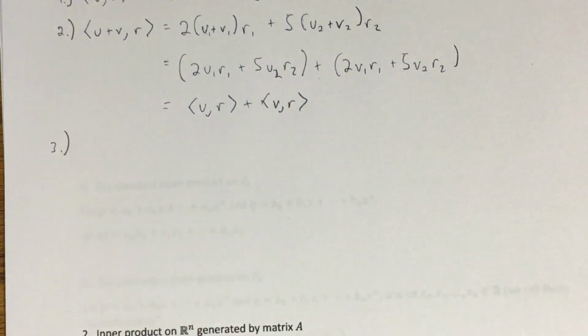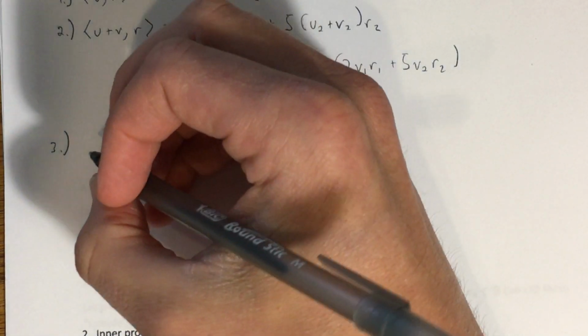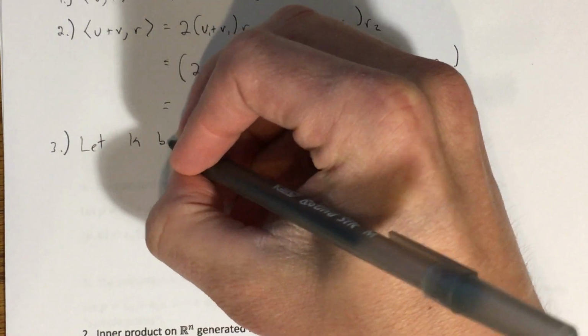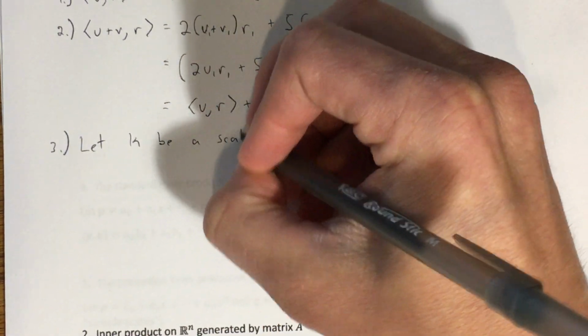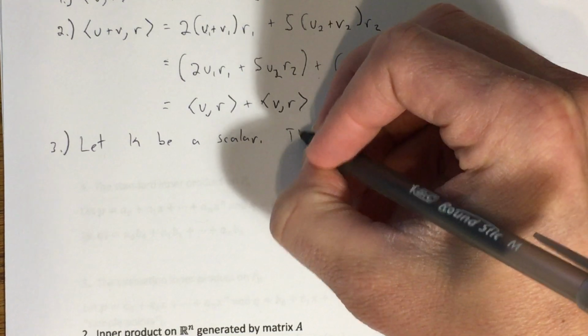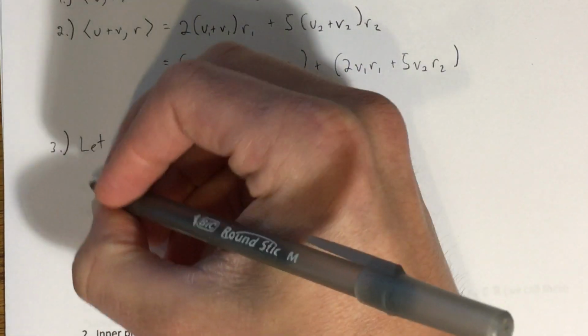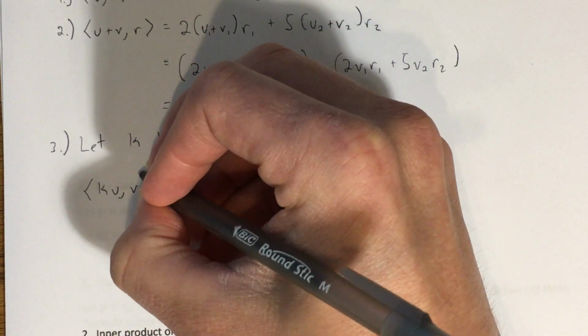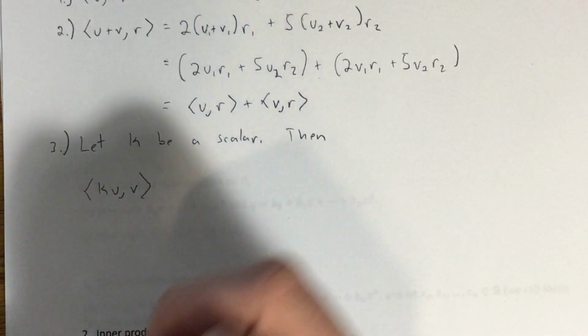Two more properties to go. The third one is homogeneity. So we need a scalar. I'm going to say let K be a scalar. Then I'm going to look at the inner product of KU with V.